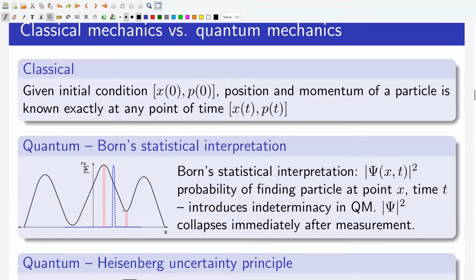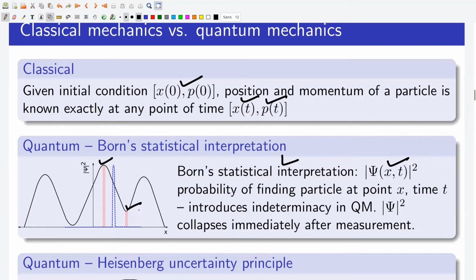In classical mechanics, given initial conditions x0, p0, the position and momentum of a particle are known exactly at any point of time, x(t), p(t). However, in quantum mechanics, we go for a statistical interpretation and define a probability density. Now, if you look at this picture, the probability of finding the particle is more here, and the probability of finding the particle is less here.